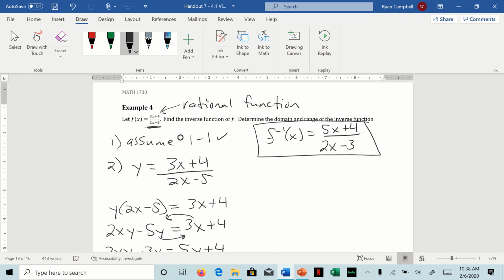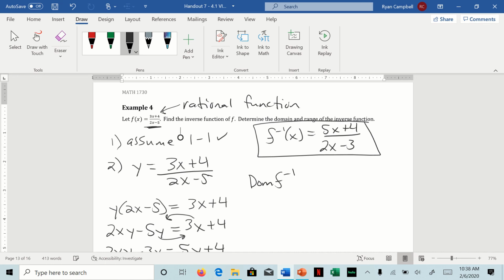And we could check it, but no. If you want to check, you can verify on your own. These are a little more complicated. It just takes a long time. You don't want to do it. I don't want to do it. It's fine. So let's talk about domain now.